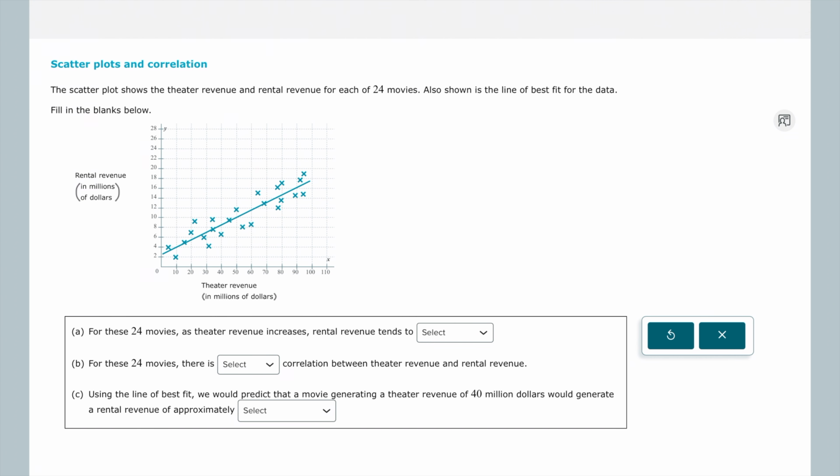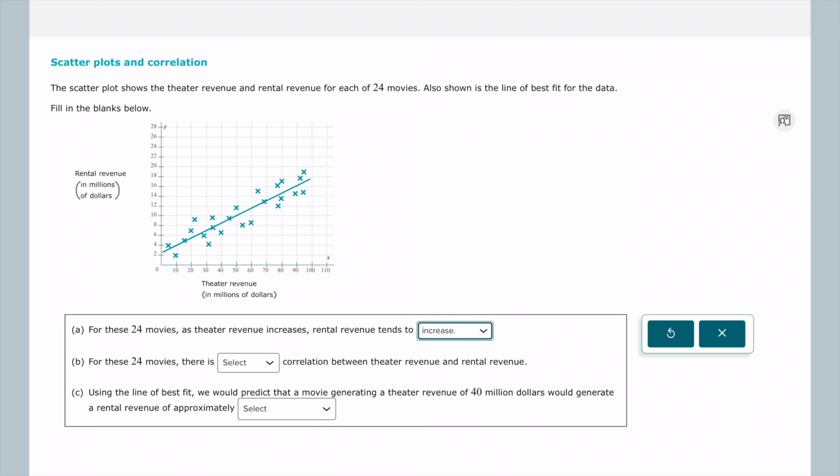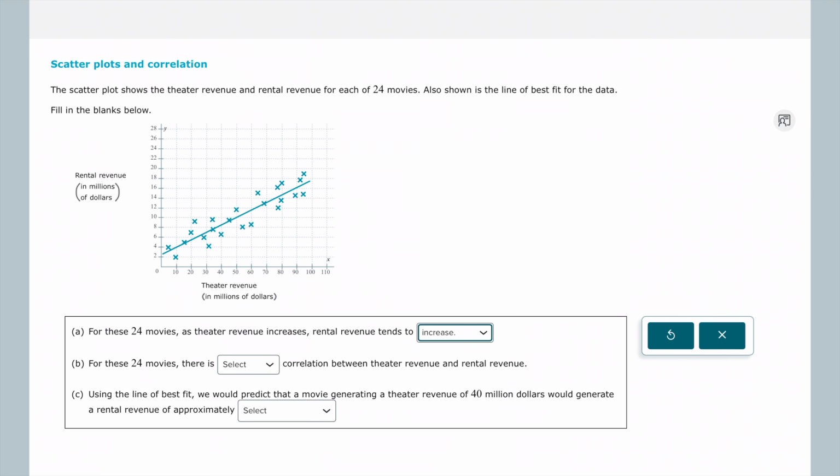All right, so this is interpreting the correlation. So you can look at it and tell the line. It has a line there for you, so it has a positive association. For these 24 movies, as theater revenue increases, rental revenue tends to increase as well. The rule is, and I'll draw this out in just a second, if it's positive, as the X is increasing, your Y is going to increase, and that creates the positive trend. For negative, as X increases, the Y is decreasing. Okay. For these 24 movies, there is a positive correlation.